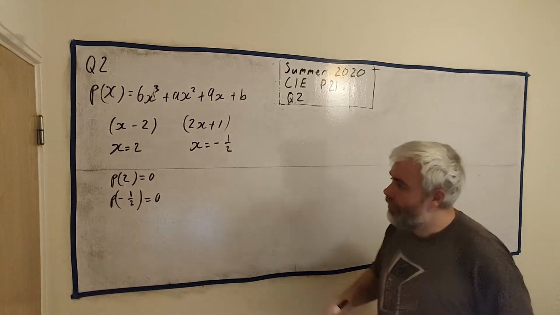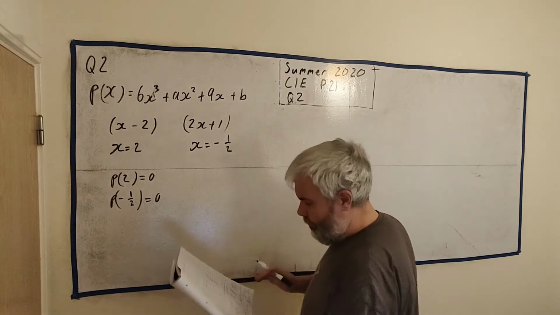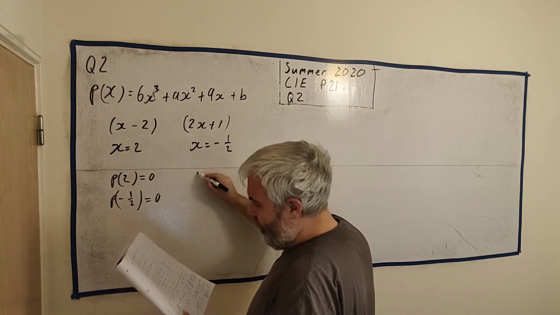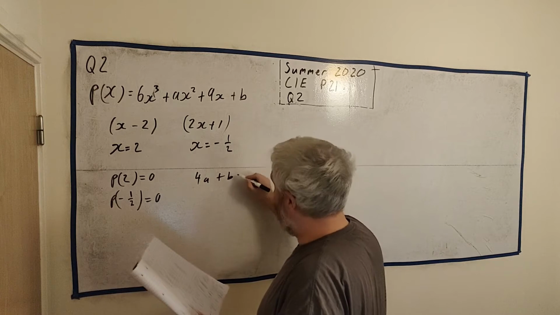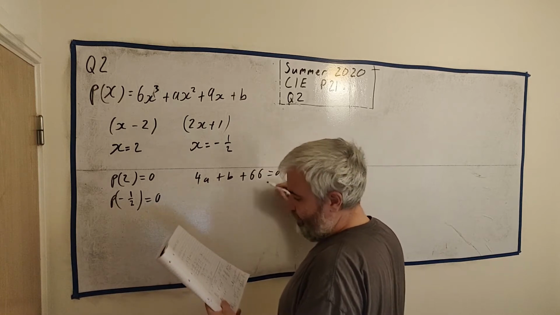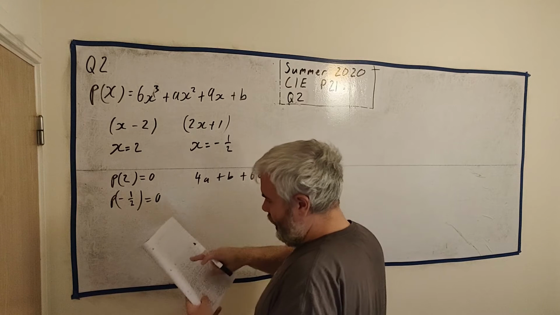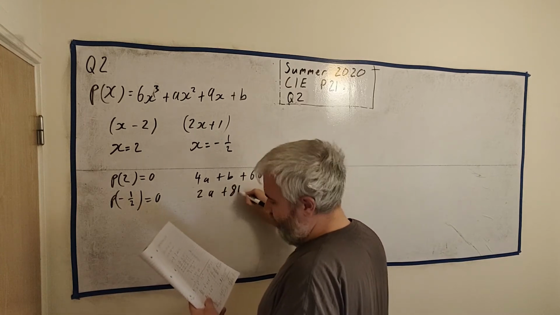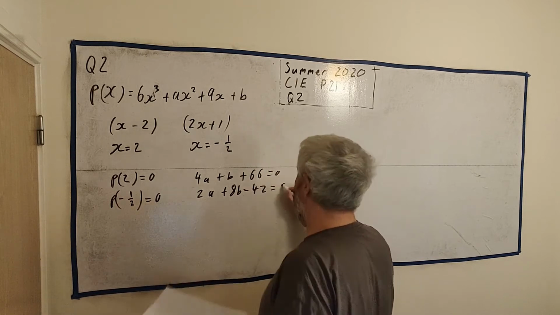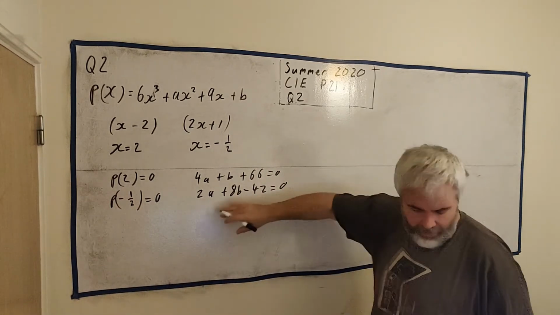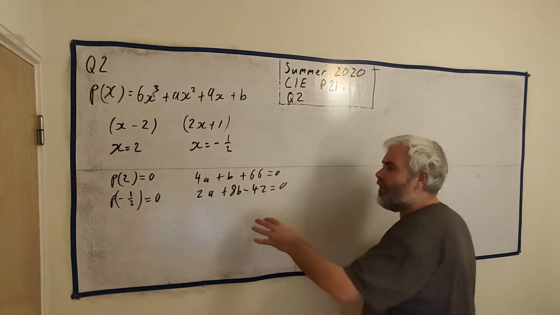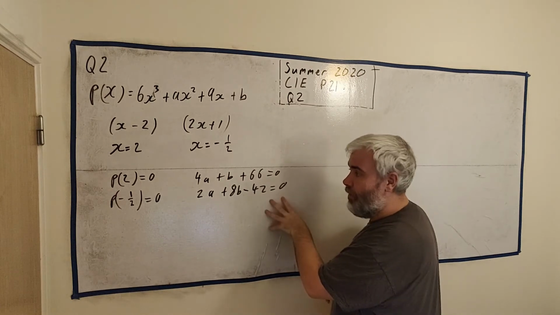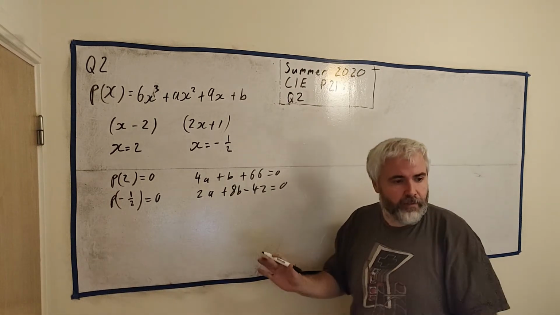In fact, if you are doing it this way, I've done it out on a piece of paper, and you'd probably get exactly this. You get 4a plus b plus 66 equals 0. And you'll also get 2a plus 8b minus 42 equals 0. Or you might get something different on this line because there are fractions involved. But basically, if you put these numbers in, you get these two simultaneous equations. You can solve for a and b, and that's it, you're finished.